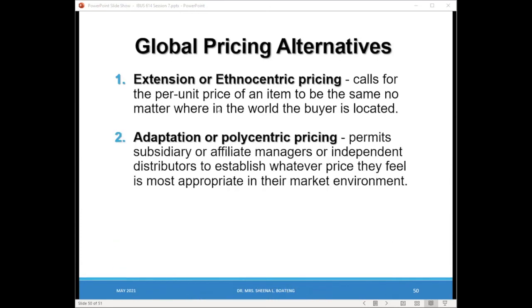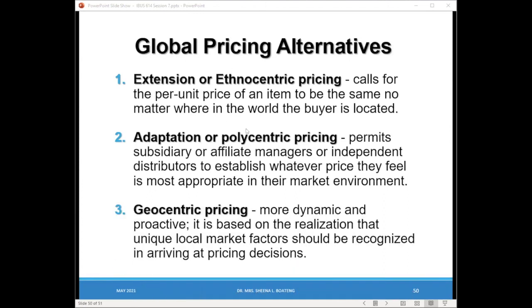Whereas with the adaptation or polycentric pricing approach, they allow the subsidiaries or the affiliate managers or their independent distributors in these markets to establish whatever price they wish to sell the product at. They will manufacture and give to these subsidiaries or distributors or managers at a particular price, and however they decide to price it for sale to customers in that foreign market is up to them.